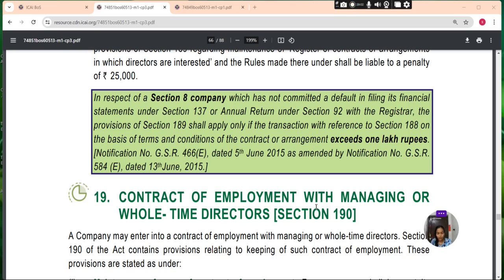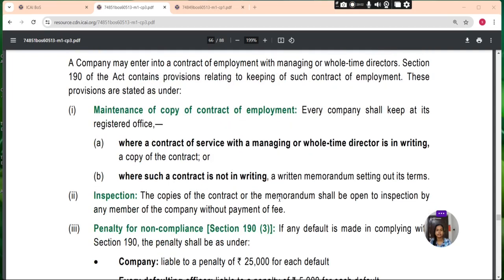What will be the contract of employment with the managing or full-time director? कॉन्ट्रैक्ट ऑफ एम्प्लॉयमेंट विद मैनेजिंग एंड होल टाइम डायरेक्टर क्या होगा? अ कंपनी में एंटर कर सकती है इनटू कॉन्ट्रैक्ट ऑफ एम्प्लॉयमेंट विद मैनेजिंग और होल टाइम डायरेक्टर. सेक्शन 190 of the act contain the provision relating to keeping of such a contract or employment.